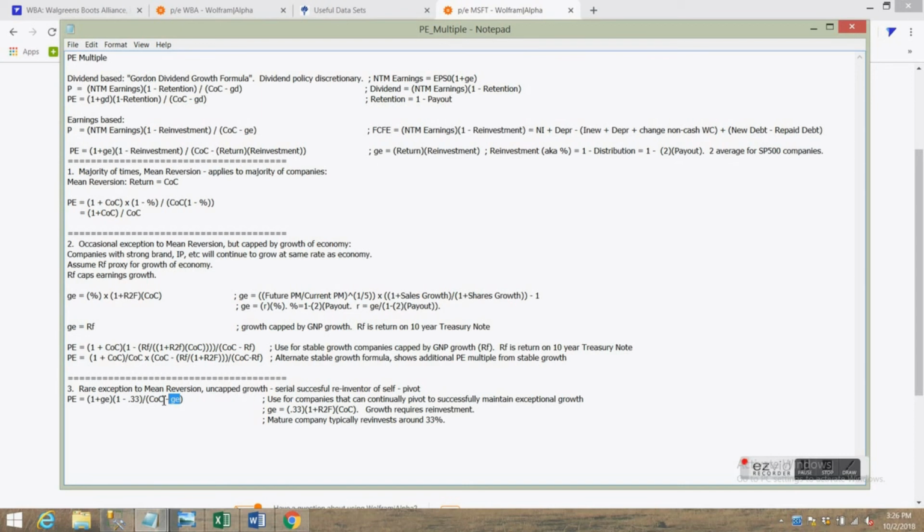So let's take Microsoft. Well, you assume a 7.5%, 8% cost of capital. Now this boils down to what rate of earnings growth you think the company can continue to make? Because you've already assumed that you know the reinvestment rate.